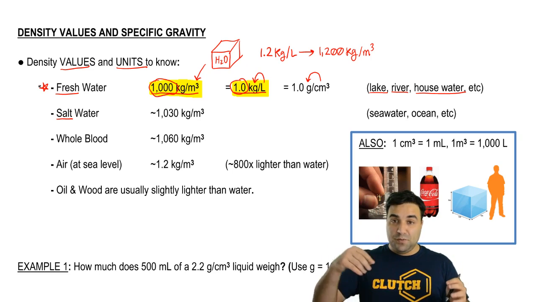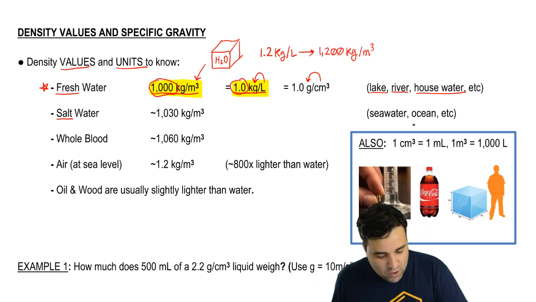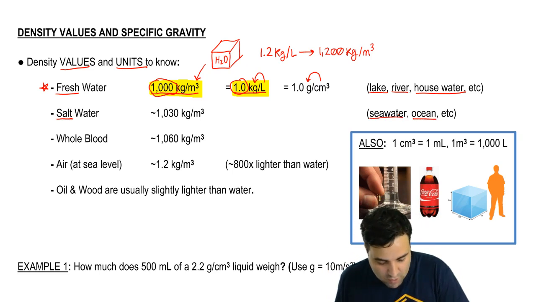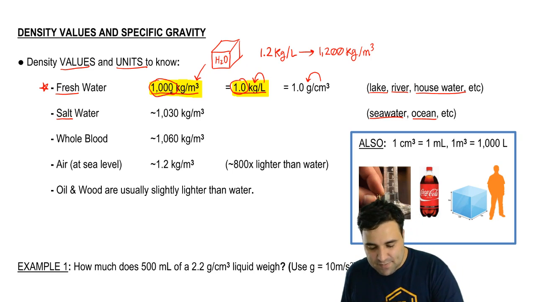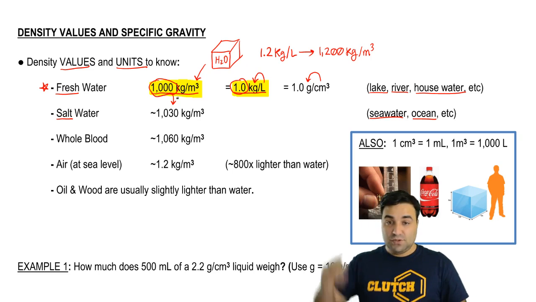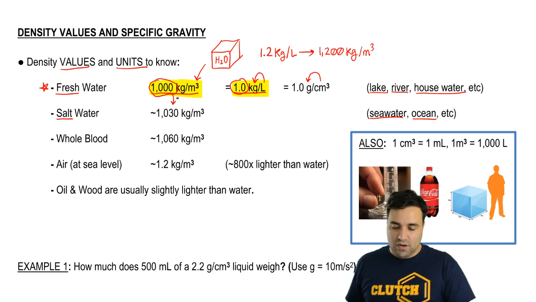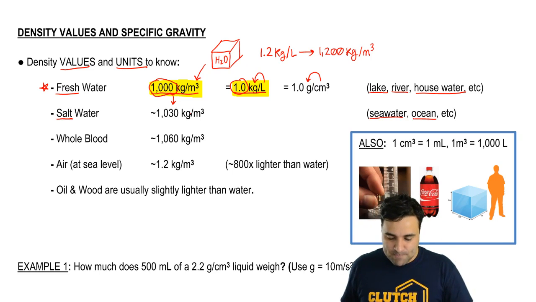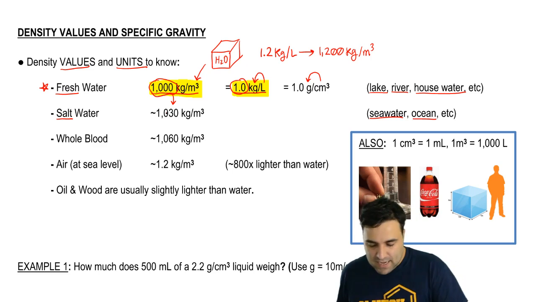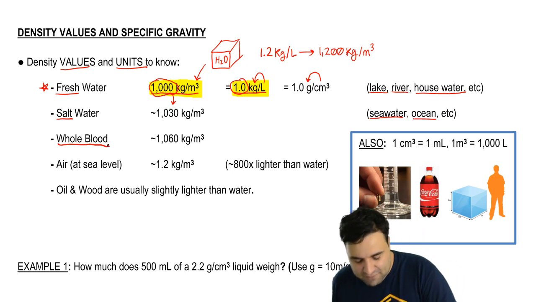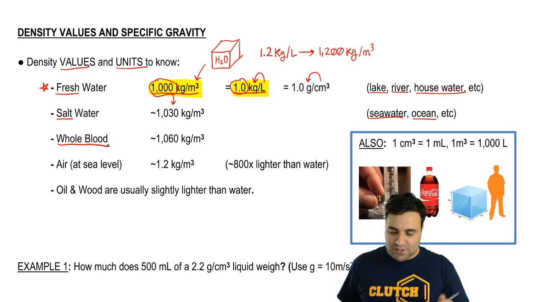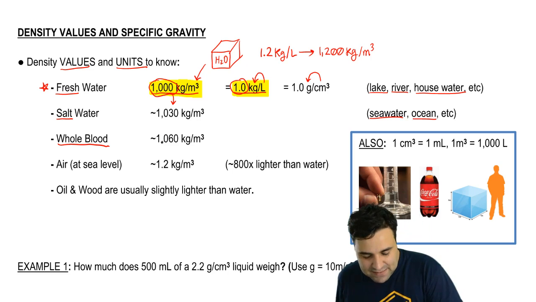Salt water is water with some salt in it, and it's water from the ocean, right? Seawater. One way to remember this is, imagine if you have water and you pour some salt on it. Now it is denser, therefore it's a little heavier. That's why it's 1030, okay? Just a little bit heavier. Whole blood is when you have plasma and all the other stuff that's in your blood, and that's going to be 1060. Air is 1.2.